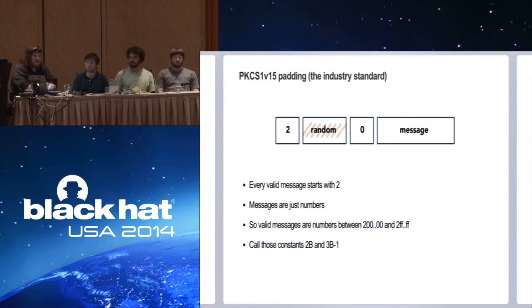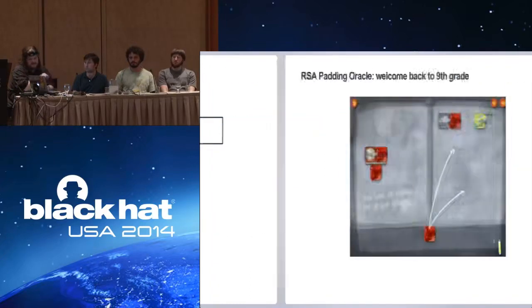And so for a message to have valid padding, that message has to start with 2. So the message has to be between 2B and 3B, 20000 and 2FFFFFF, right? So that sounds bad, but 2FFFFF is a gigantic number, right? So the fact that we've constrained it there shouldn't affect the security that much at all, but it does here because it bounds the size of the message.